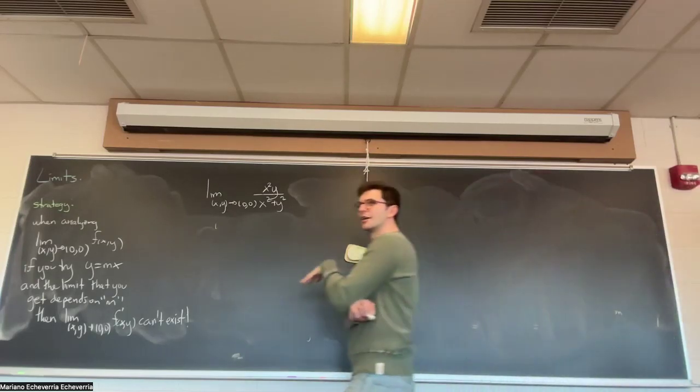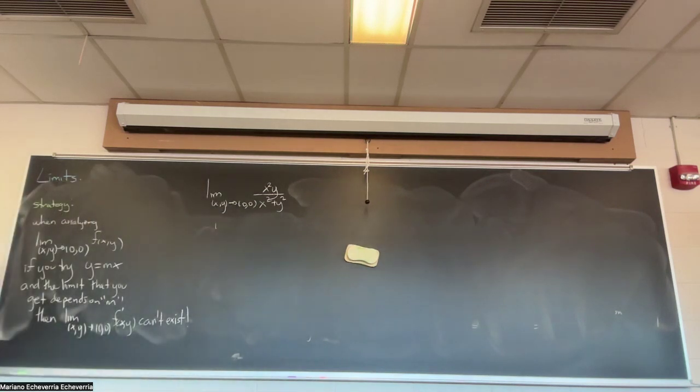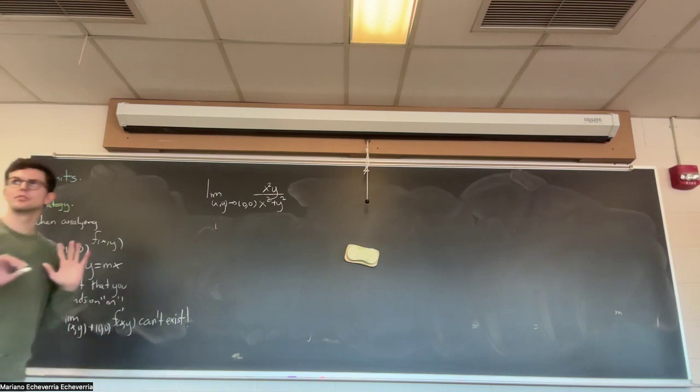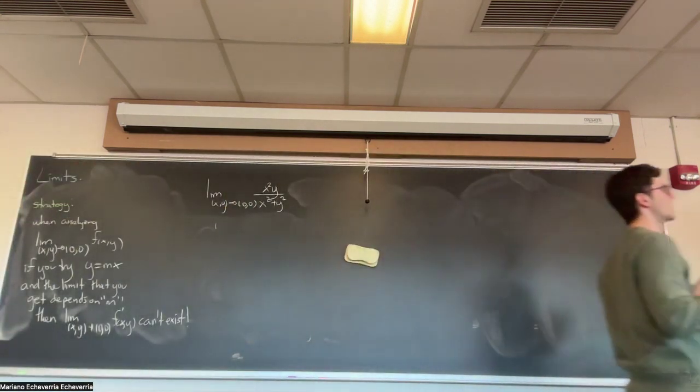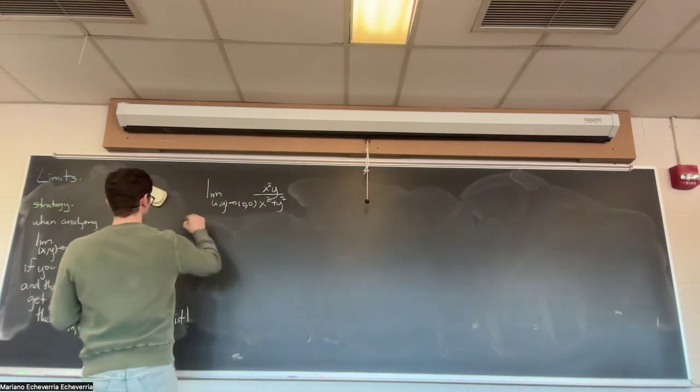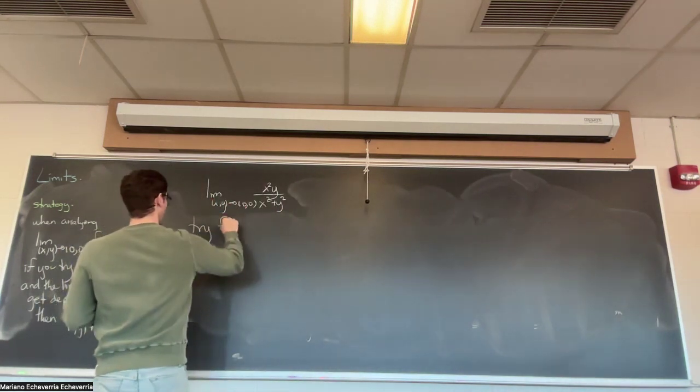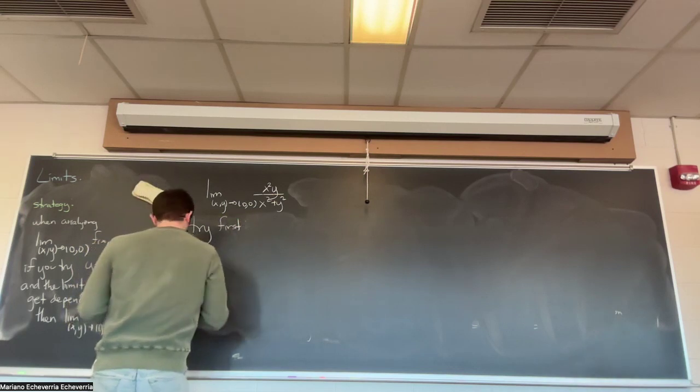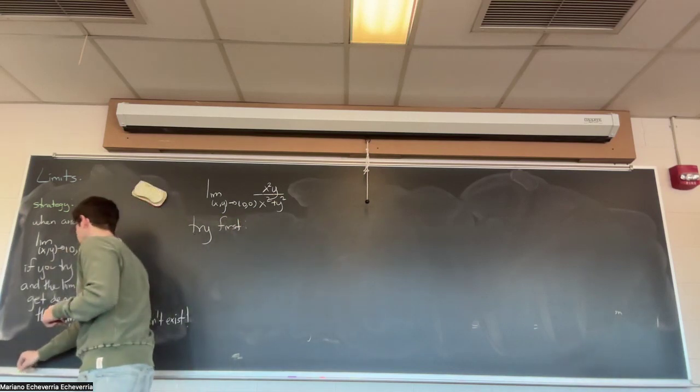So what happens here? Maybe you have no idea whatsoever how this limit is going to behave, so you're testing things out. And then you say, well, let's try these lines, because we just discussed that the lines may help you understand whether there's a limit or not. So what is the behavior of this limit along lines? Let's try first the line y = mx.